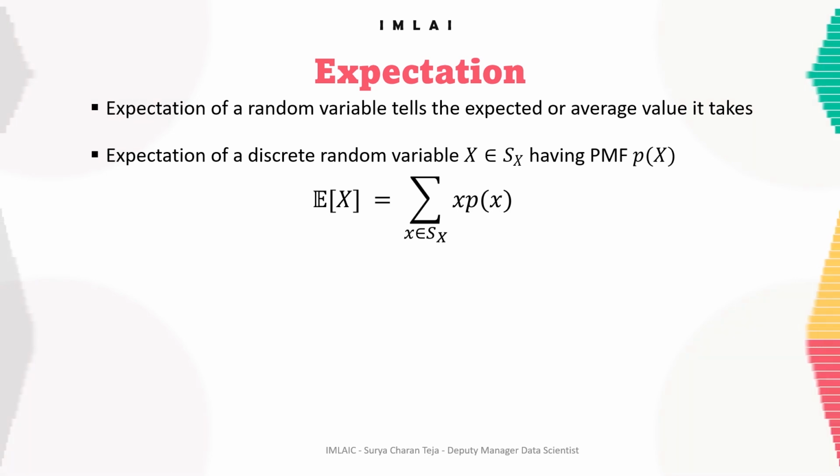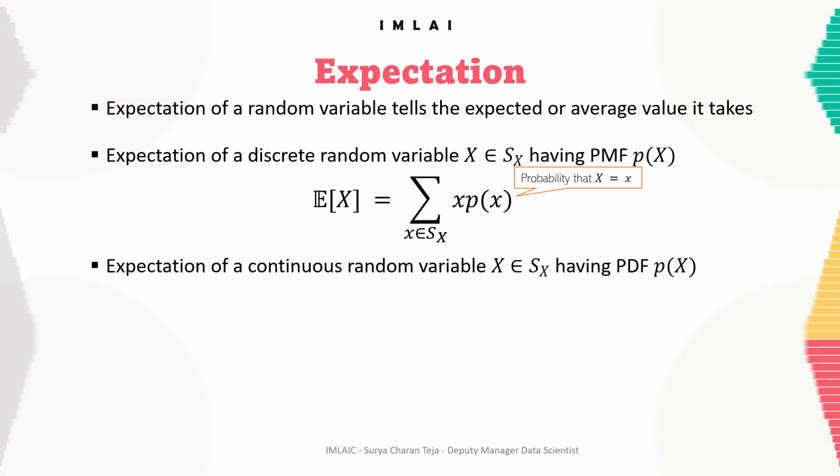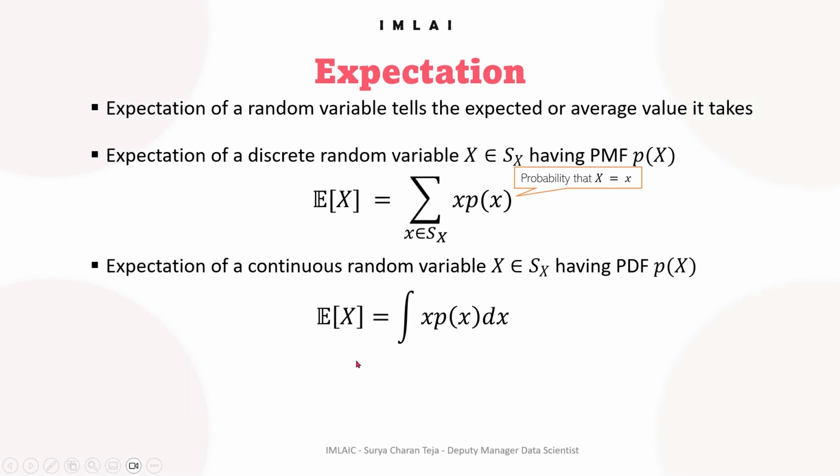Then for a continuous random variable capital X belonging to Sx, with probability density function (PDF) P of x equal to f of x, the expectation is defined, obviously, using integration. So E of X is equal to the integral of x times P of x dx, because here we look with respect to the interval. We see the density, the area over which it is spread. That's the reason we do the integration.